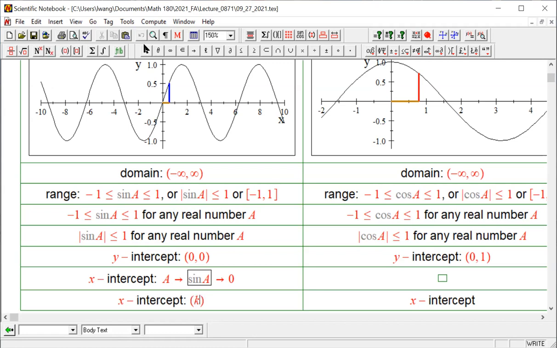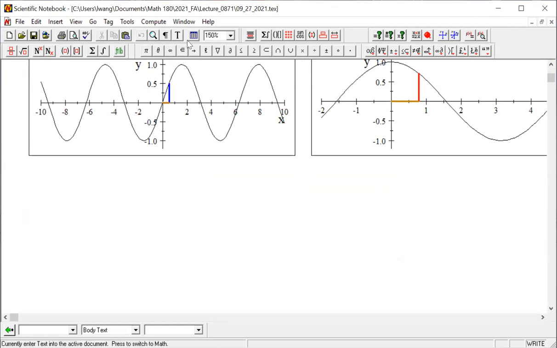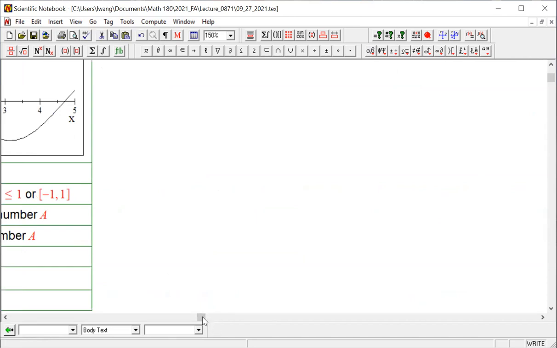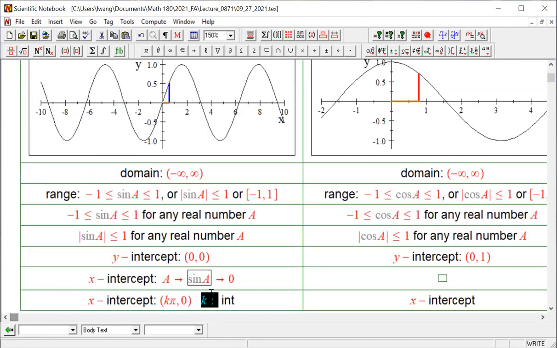It is k times pi, comma 0, okay? And k is the integer. Any integer: 0, positive 1, negative 1, positive 2, negative 2, all included. That's the algebraic representation, k pi. You follow me? So these are the x-intercepts. How many are there? Infinite. And we can algebraically represent them all like this, right?